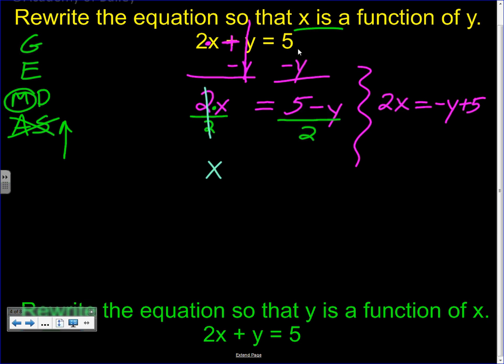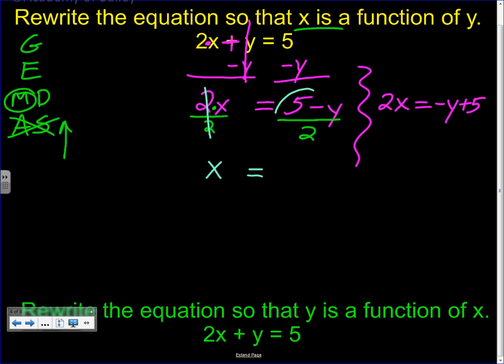We do not put the invisible 1 there. We leave it there as invisible. It's kind of like a superhero among math. It can turn invisible. It's like the chameleon of the algebra world. On the right side here, we have 5 minus y over 2.